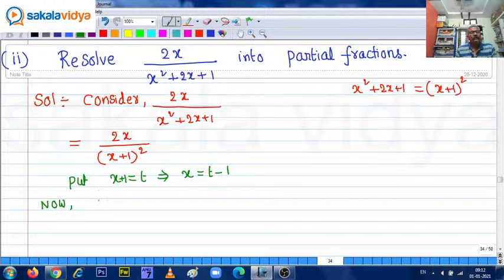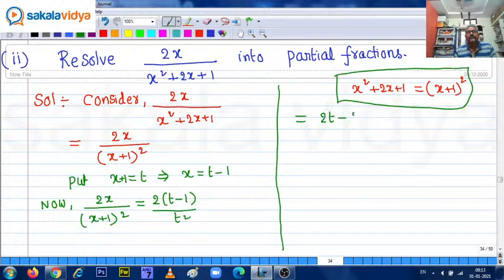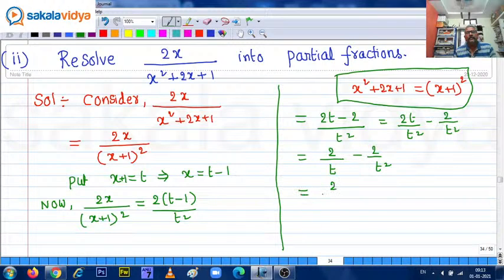Now this 2x upon x plus 1 whole square becomes, instead of x substitute t minus 1, 2 times t minus 1 upon x plus 1, which is t, so t square. Just simplify it, open the bracket: 2t minus 2 upon t square. Now split it. This can be written as 2t upon t square minus 2 upon t square. T by t square is 1 upon t, so 2 upon t minus 2 upon t square. But what is t? T is nothing but x plus 1. So this equals 2 upon x plus 1 minus 2 upon x plus 1 whole square.